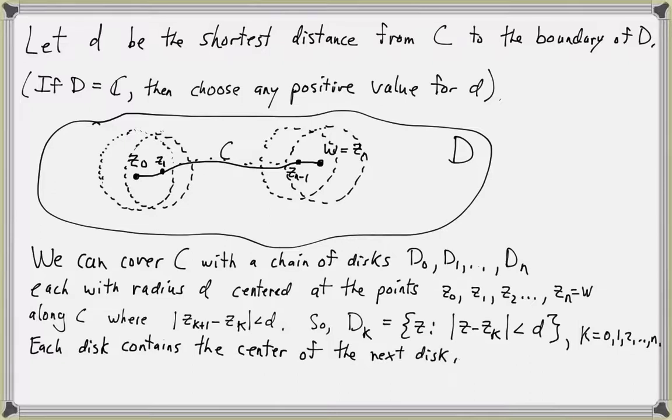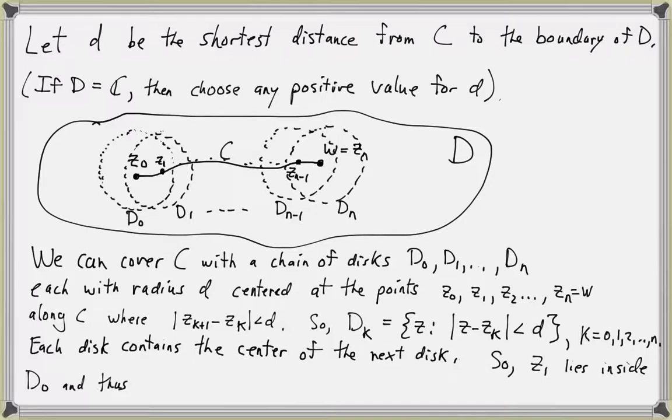We have these disks. D0 will be the first disk centered at Z0. D1 will be centered at Z1, and so on down to D sub n minus 1 and D sub n. And we see that in the case of Z1, Z1 will lie inside D0.